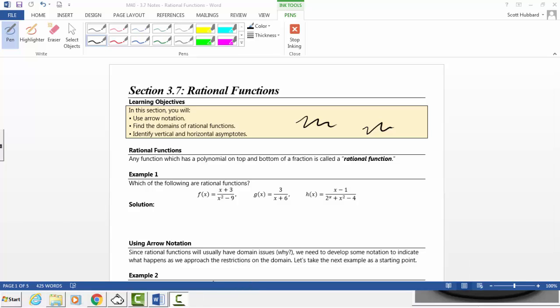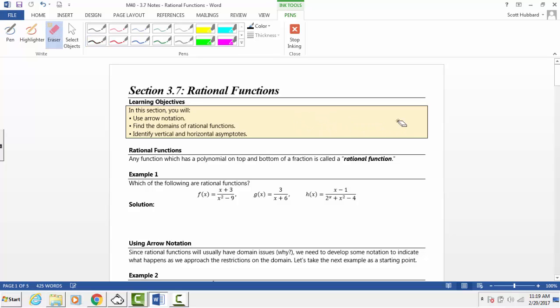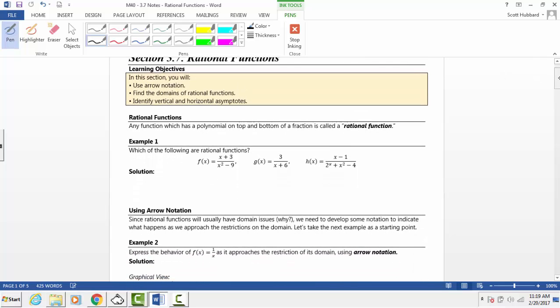Hello class, we are now doing section 3.7, which is about rational functions. We're going to learn what those functions look like, and also we're going to be talking about a different way to write using arrow notation. That might be new for everyone, so we're going to take our time with that. Okay, the first thing is, let's talk about what a rational function is.